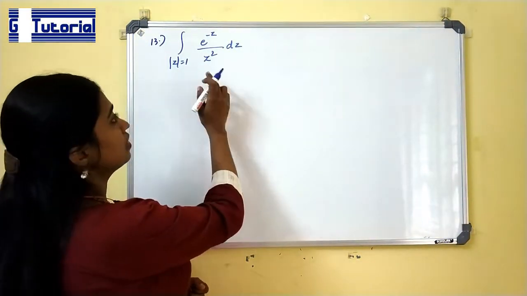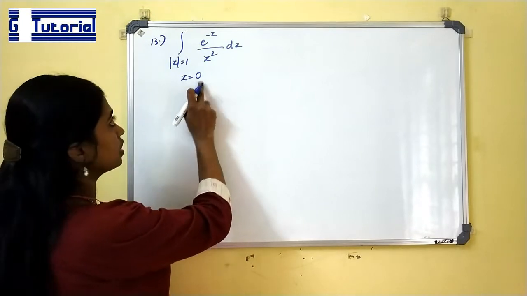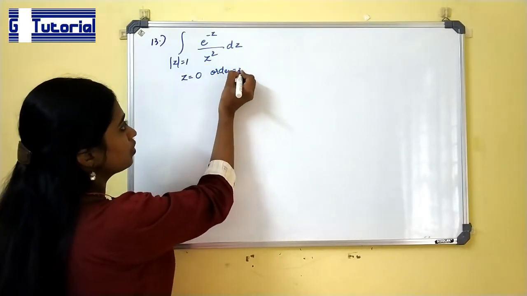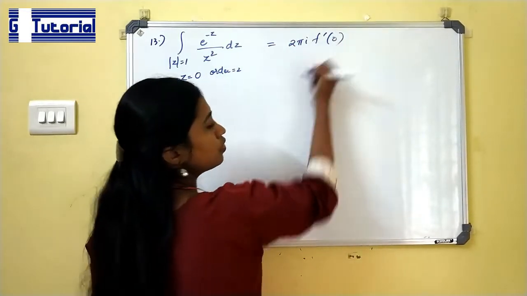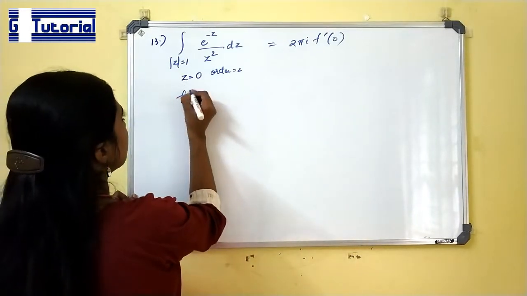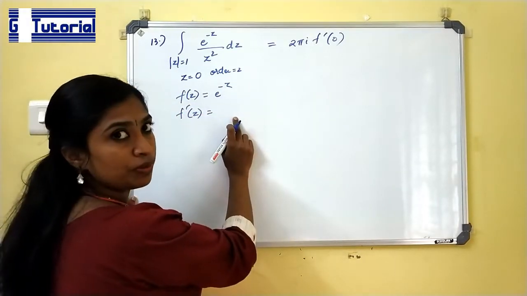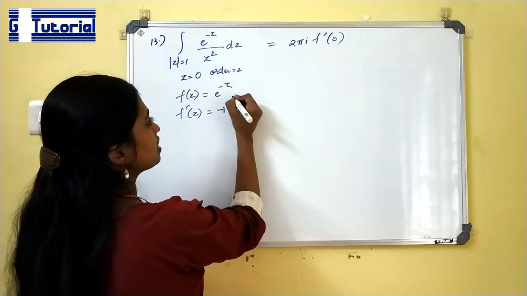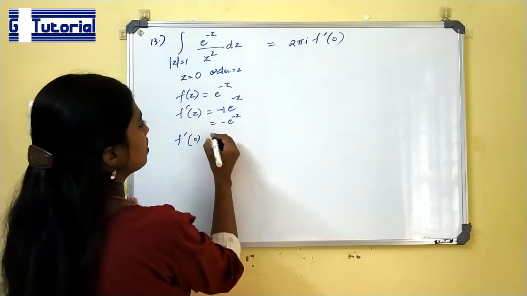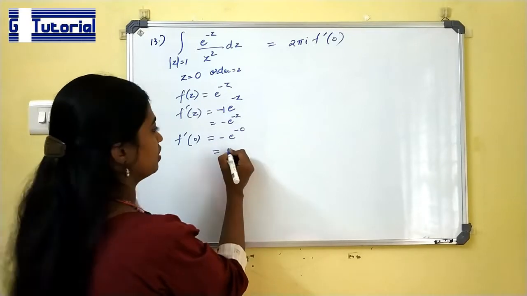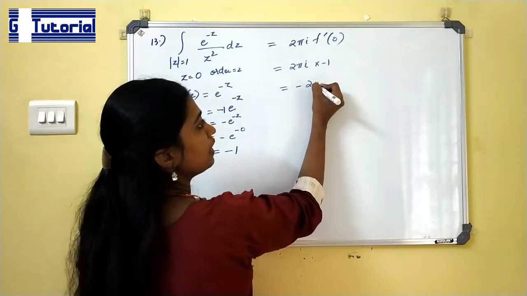This is the next question. This is a pole, z is equal to 0 of order 2. It is equal to 2 pi i into f dash of 0. And we have here f of z is equal to e raised to minus z. So f dash of z will be the derivative of e raised to minus z, which is minus 1 into e raised to minus z, equal to minus e raised to minus z. And f dash of 0 is minus e raised to minus 0. E raised to 0 is 1, so minus 1. And our answer is 2 pi i into minus 1, or minus 2 pi i.